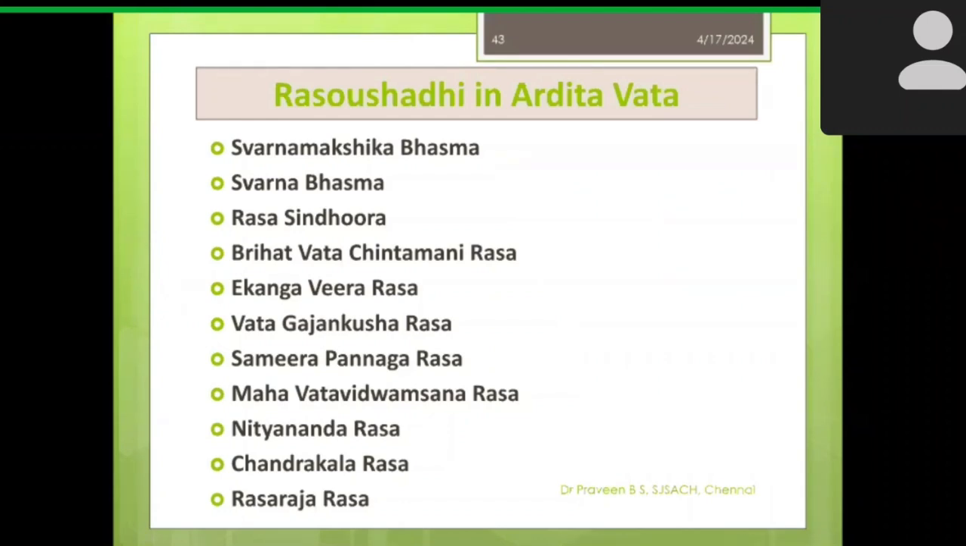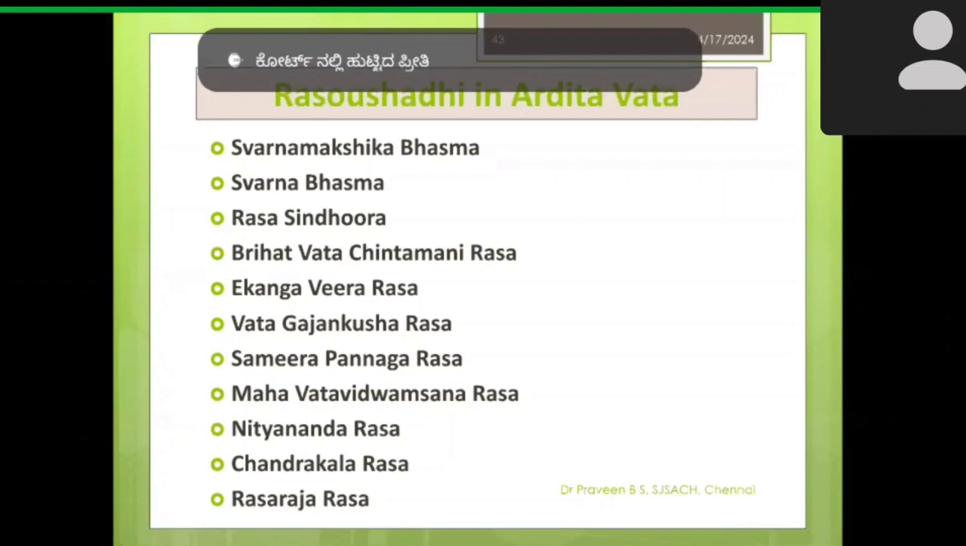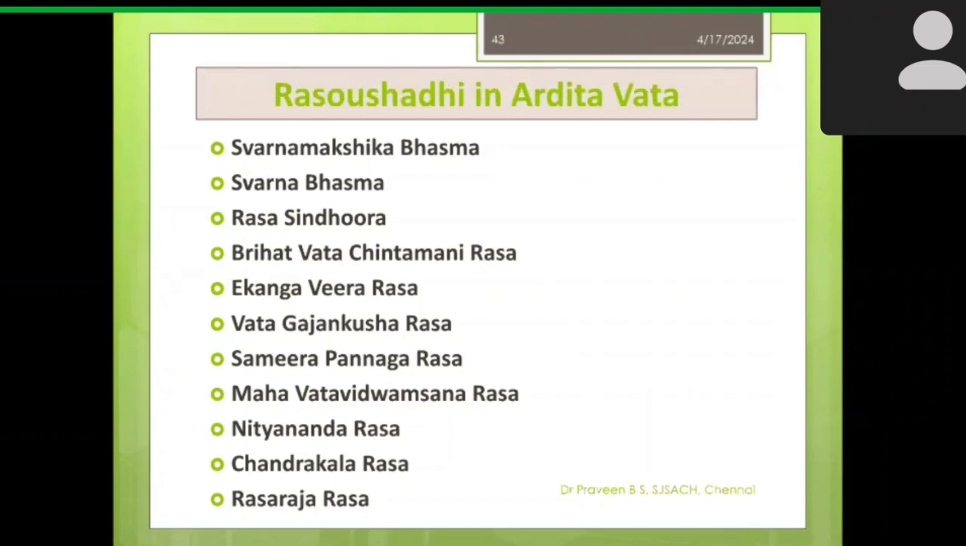Brihat Vata Chintamani Rasa, of course, you know that whenever the Anupana is changed, the action of this Brihat Vata Chintamani also changes. And the Ekangavir Rasa, in a Kapha Vata dominant condition, can be given, and Vata Gajankusha Rasa, it is a Sannipataja variety of drug, the condition can be administered. Samira Pannaga Rasa, which is an arsenic compound, especially in Kapha and Vata dominant conditions, can be administered.